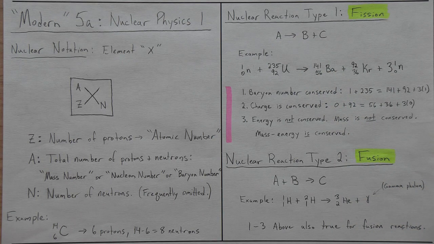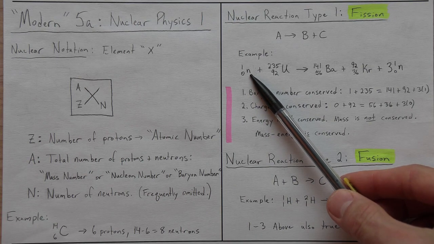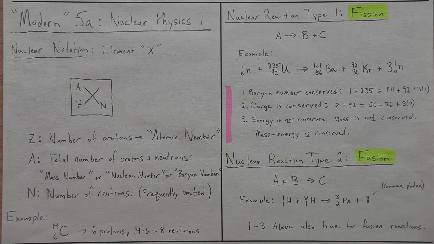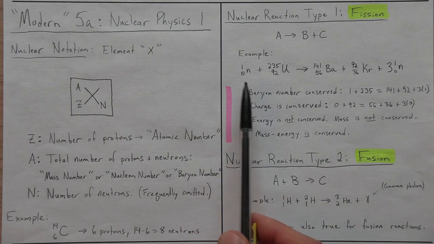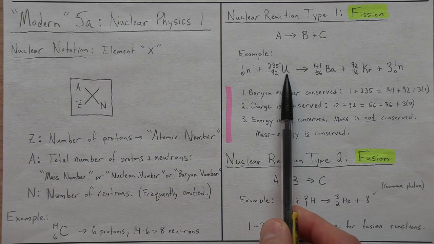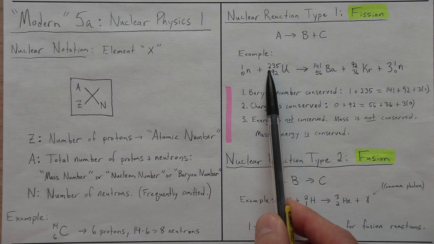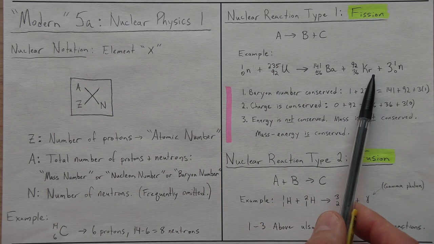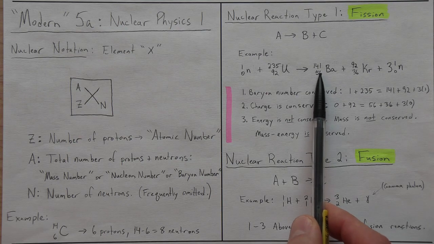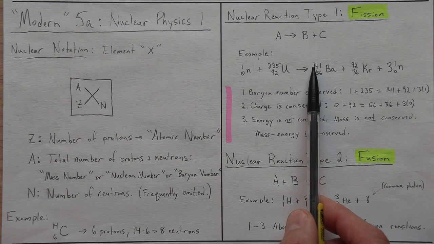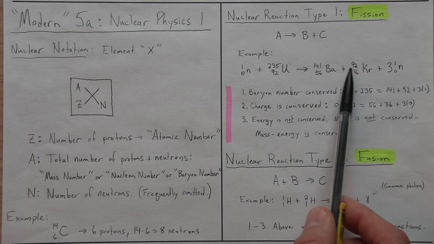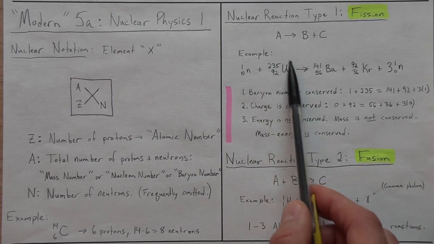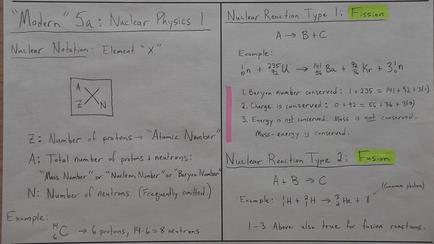Okay, and here's one example. We've got a neutron, which has 0 protons but 1 nucleon. So that's how we write a neutron. And then uranium, which has 92 protons and in this case a total of 235 nucleons. It breaks into barium and krypton. Then here's the atomic number, and then the mass number, and same thing here, and then 3 neutrons. So there it is. Primarily one big atom breaking into these pieces.